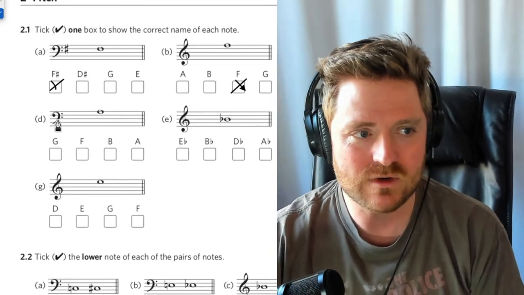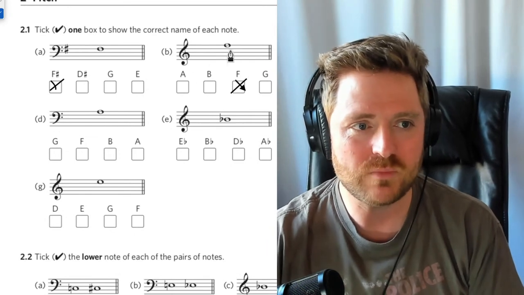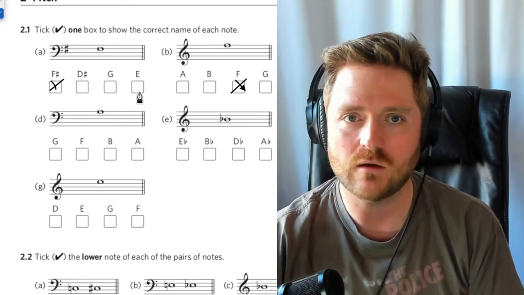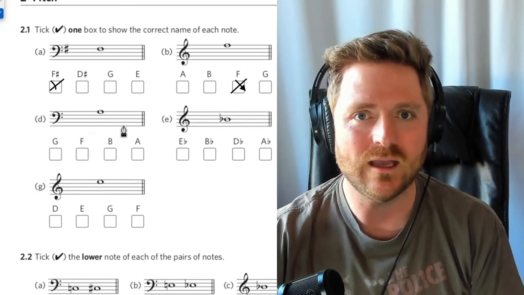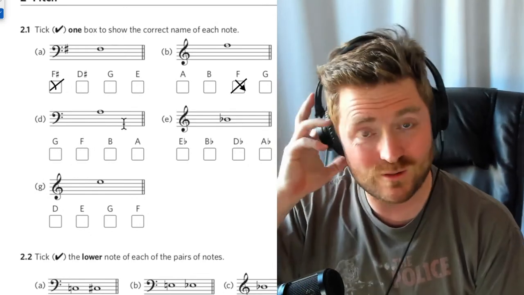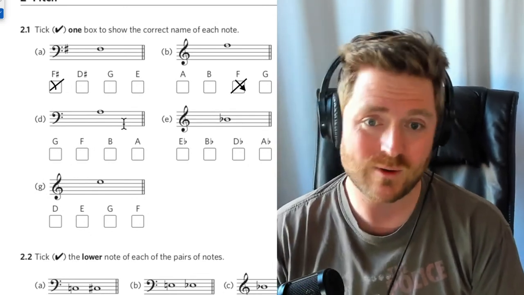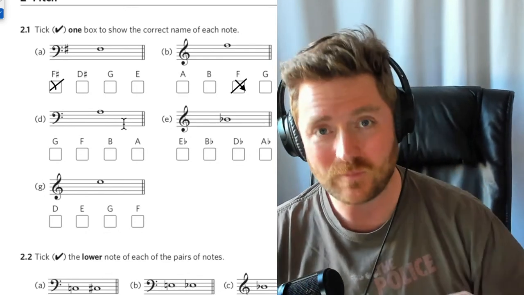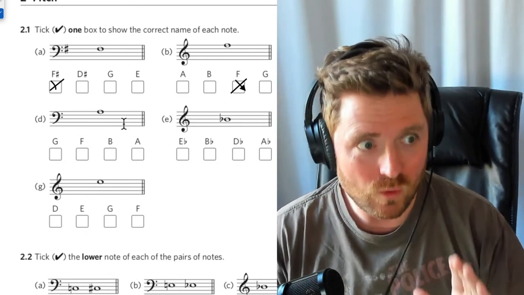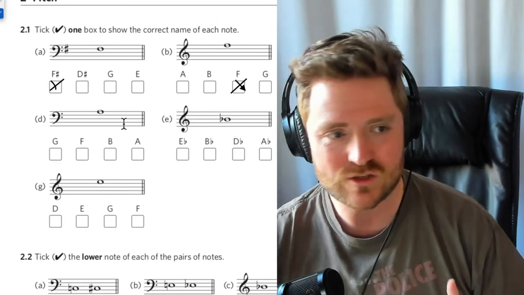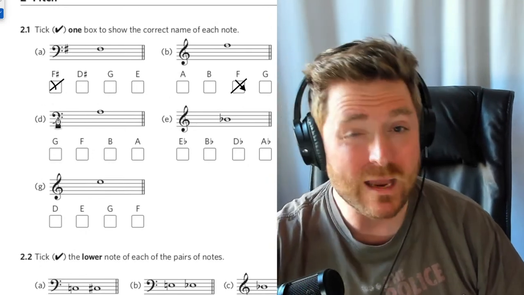If you were to disregard the clef, you would be forgiven for thinking, well, we've just had that one. That's another F. Yeah, and a student who was rushing through the paper to try and get done as quickly as possible to go out and play with their mates would probably say that was an F. So always, always, when you're doing something like this, always check the clef. Okay, it's a bass clef.